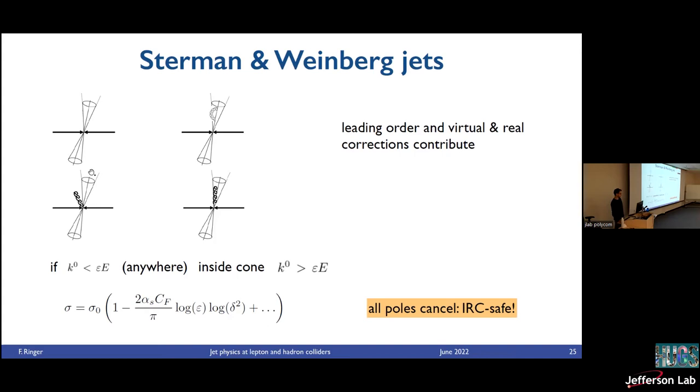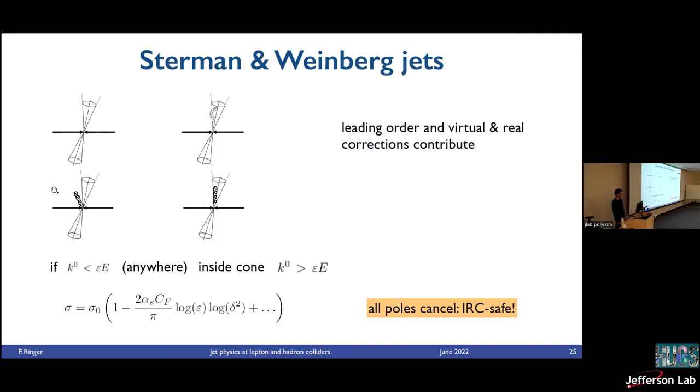So we have a leading order diagram over here where we have the incoming e+ e- pair, and we have a q q-bar outgoing state. In that case, it's kind of trivial because we'll just draw a cone around both of these, right? And there's no additional particles. So that's simple. That of course immediately satisfies the two criteria, right? All the additional radiation outside, because there's none, is less than epsilon, and it's contained within a cone of delta, right? So that's fine.